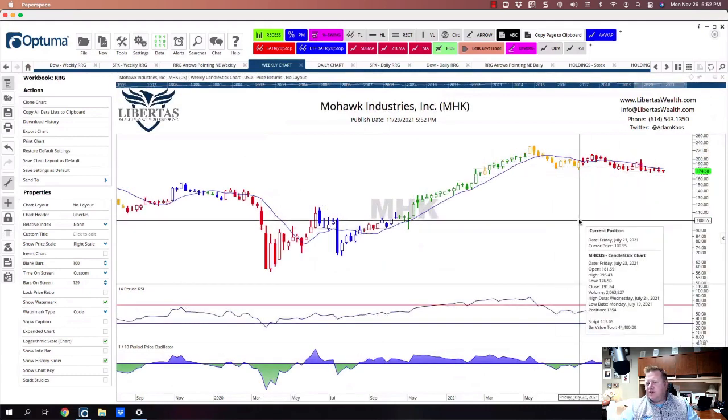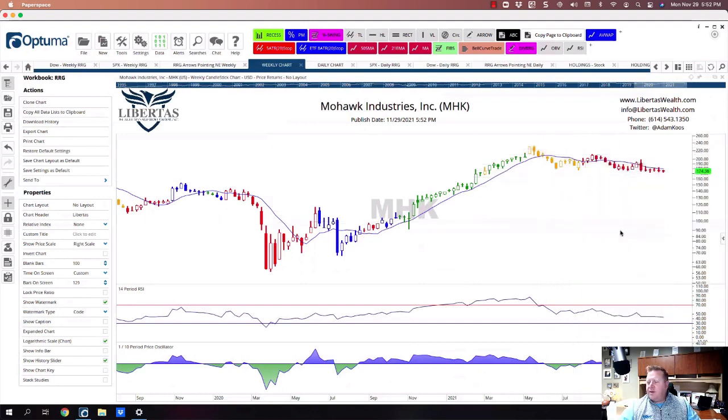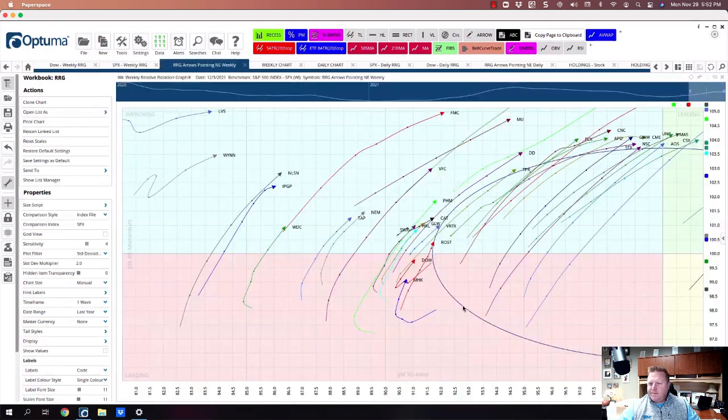Yeah, Mohawk, there's just not enough strength there, not enough momentum. Still kind of declining below its 10-week moving average. So, nothing there I'd be really all that interested in.